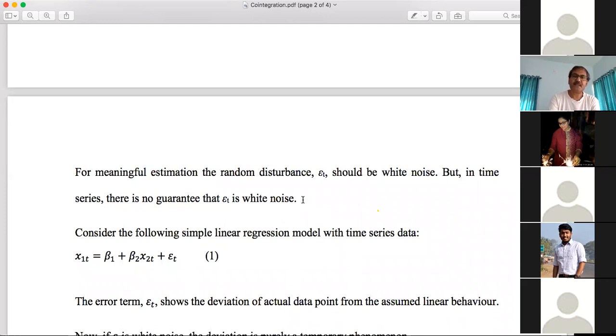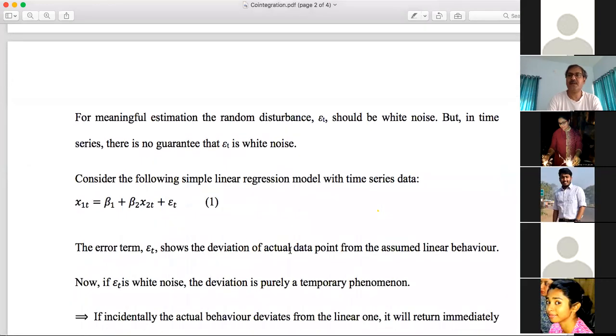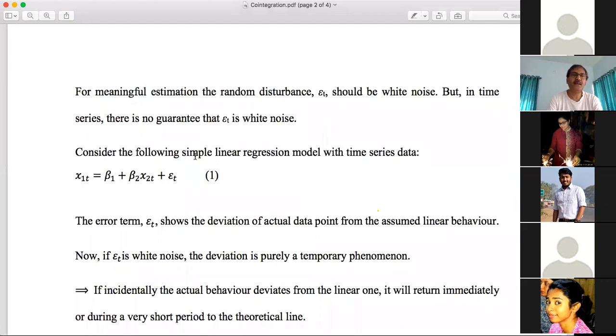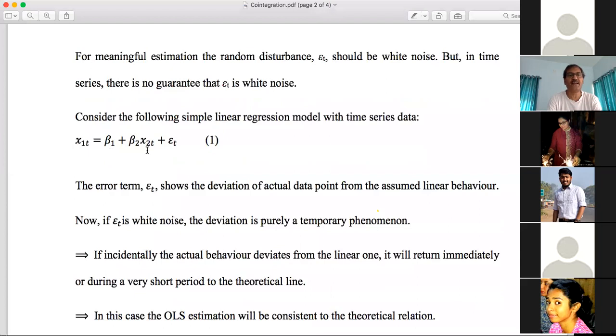Now, let us understand why we need the error term to be white noise. Why do we need the error to be random in a meaningful regression model? To understand this, let us concentrate on the simple linear regression model, but with time series data. We are considering two variables, x1 and x2, and our model is x1t equals beta1 plus beta2 x2t plus epsilon t, where epsilon t is the error.